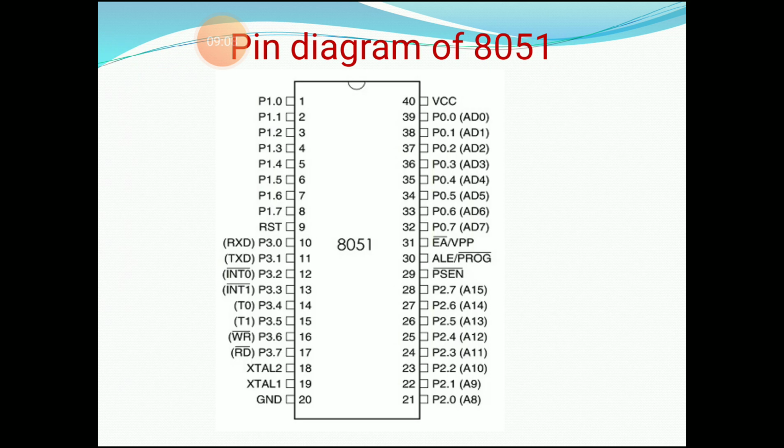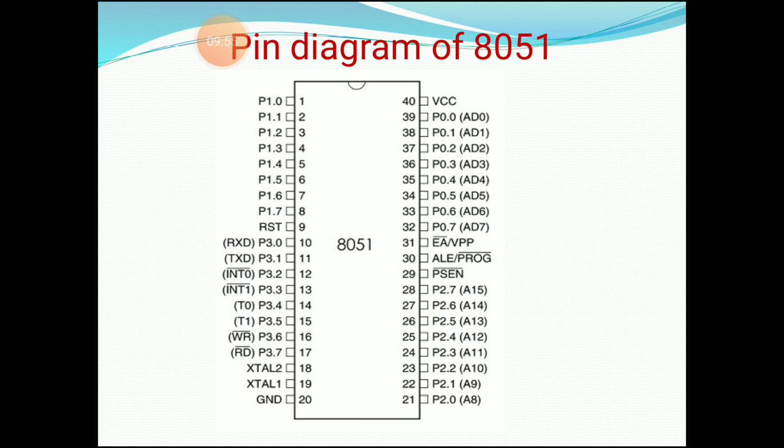Now let us see the pin diagram of 8051. The pin diagram of 8051 consists of 40 pins. It is a 40 pin IC, belongs to Intel family. Among 40 pins, 32 pins belong to port lines, port 0, port 1, port 2, port 3, and the remaining 8 lines belong to some other operations. Those are reset, power supply, VCC and ground, and clock input pins, XTAL1, XTAL2, and ALE, EA bar, PSEN bar.